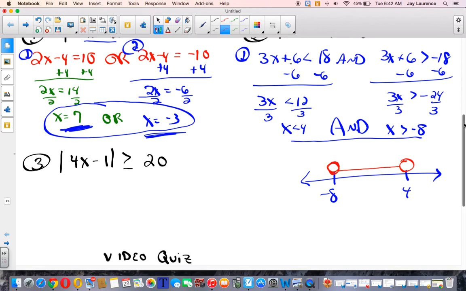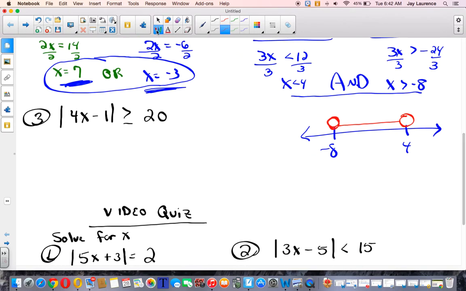Okay, number 3. Can you see it there? Number 3. Similar situation. I need 2 equations, or inequalities. 4x minus 1 is greater than or equal to 20. And this is a great or. So, oops, I almost wrote the greater symbol. Or 4x minus 1 is less than or equal to negative 20.